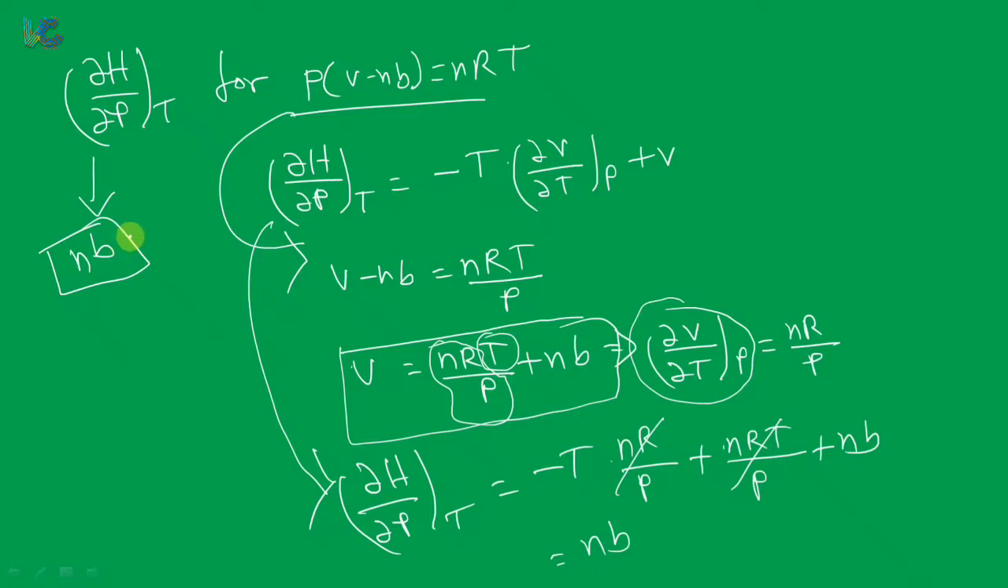For this gas you are getting a definite value. So from this result you can conclude that del H del P at constant T is equal to nb. That means a definite value, not equal to 0. So H is a function of pressure at constant temperature for this gas. For the ideal gas we have seen that H, enthalpy, is not a function of pressure at constant temperature, but for this gas P into V minus nb is equal to nRT, H is a function of pressure at constant temperature. So we can conclude this from the result.